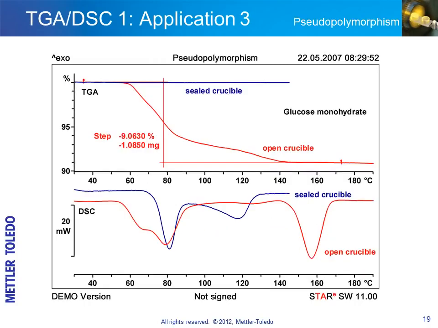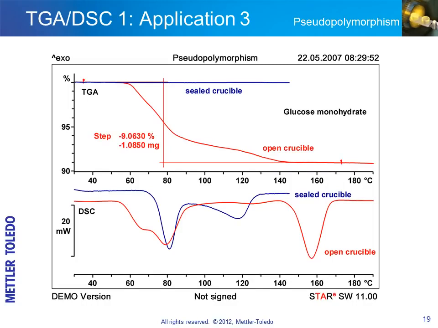In a hermetically sealed crucible, glucose monohydrate melts in its water of crystallization without weight loss. The first peak in the DSC curve resembles the melting of a eutectic mixture of glucose and water. The excess glucose then melts up until about 130 degrees Celsius.